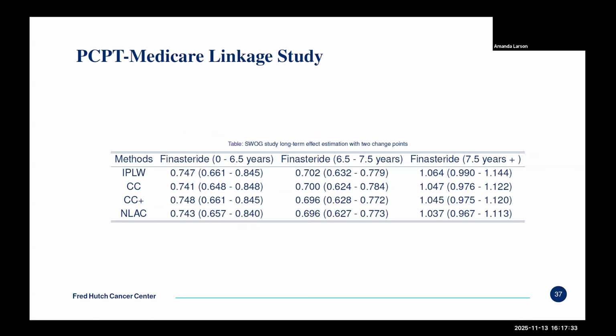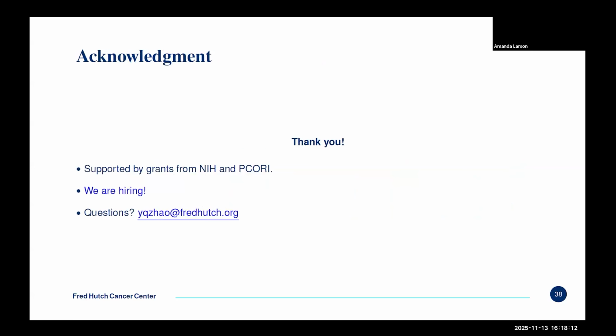The results were compared across different methods: NLS, AC, IPLW, complete case, and complete case plus. In this case, most are similar, which may show that the Cox model is correctly specified. But in our simulation, we see that the complete case plus in particular is very susceptible to bias, because the inclusion of participants relies on the cancer events.